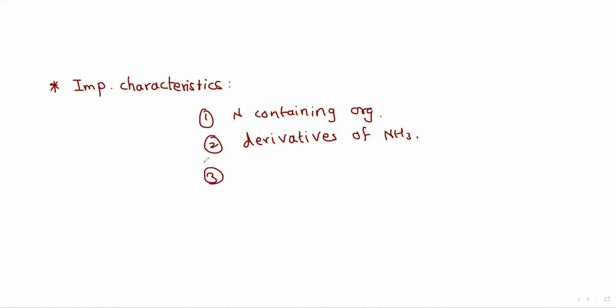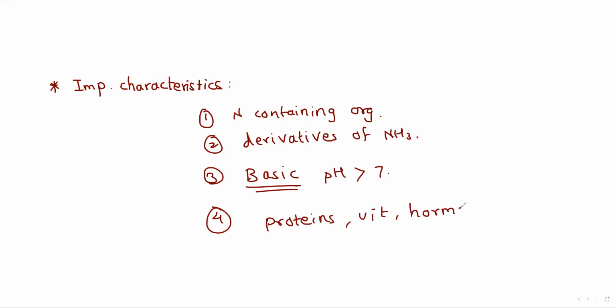Next important characteristic, it is basic in nature, which means pH is greater than 7. And the fourth characteristic is that it is present in naturally occurring compounds like proteins, vitamins, hormones, etc. So amines are present in proteins, vitamins, hormones, etc. These are very important characteristics of amines.